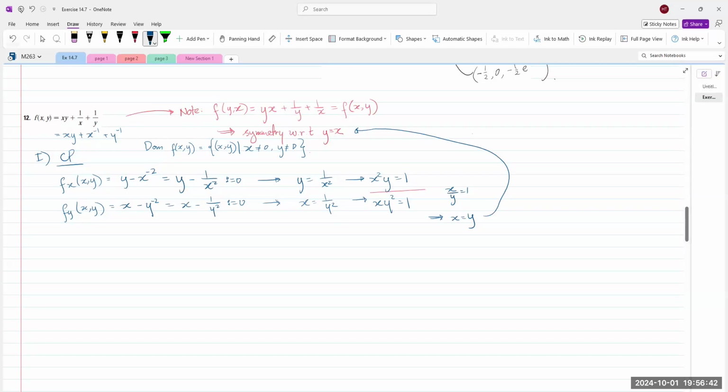Okay, now having that fact, I can substitute into either one of the equations. Let's say I substitute into equation 1. Then I get x equals 1 over x squared. It implies x equals 1, therefore y equals 1. So the critical point is (1, 1). Only one critical point. Step 2, we do the second derivative test.